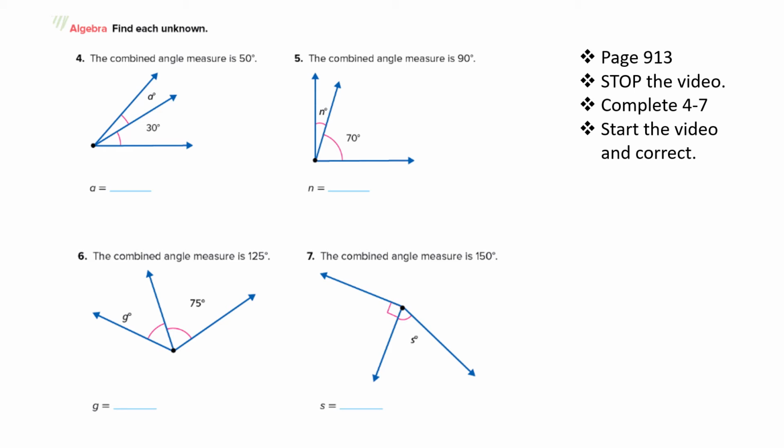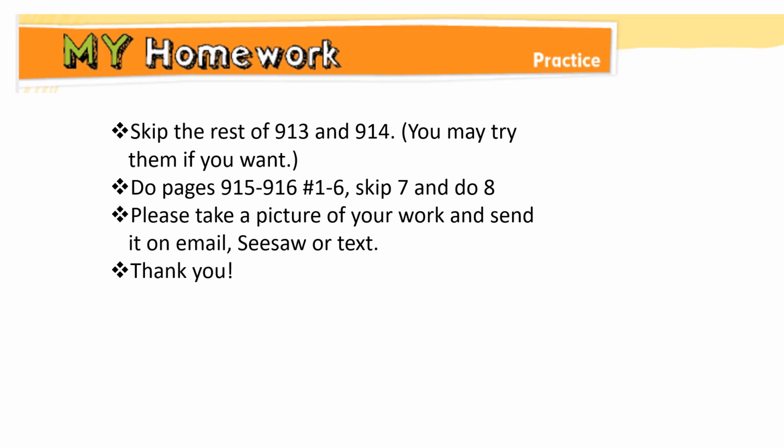Okay, are you ready to correct? Here we go. Number 4, 30 plus 20 would equal the 50 up there, right? And 20 plus 70 equals 90. Now, combined equals 125 for number 6, so that would be 50 plus 75 equals 125, and 60 plus, oh, there wasn't a number there, but you know when you see that box in the corner, it has to be 90 degrees. So 60 plus 90 equals 150.